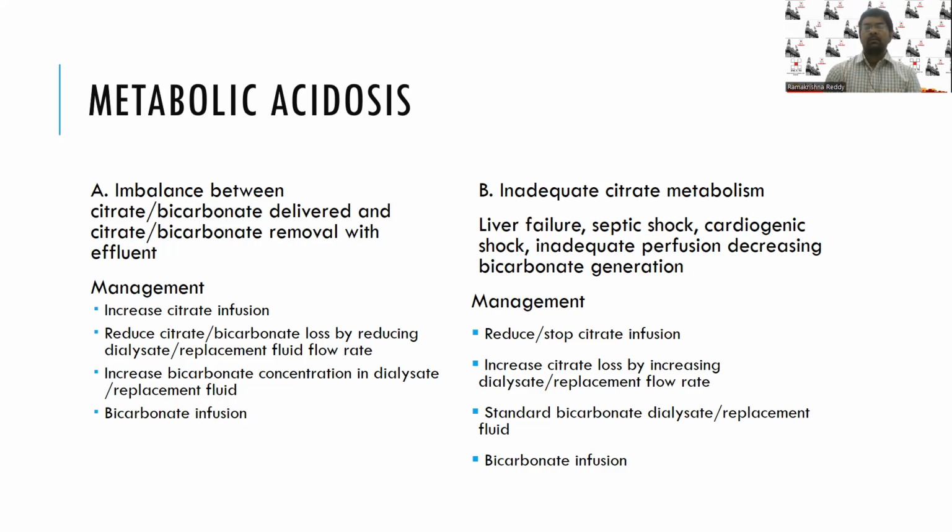Metabolic acidosis can also occur because of inadequate citrate metabolism, because the most common organ where the citrate gets metabolized is the liver. So in case of liver failure, the citrate is not metabolized, so the bicarbonate is not generated. This leads to citrate accumulation and causes metabolic acidosis. In such cases, you have to reduce or stop the citrate infusion, and increase the citrate loss by increasing the dialysate and replacement fluid rate. At the same time, you can give exogenous alkali, that is bicarbonate infusion. The citrate metabolism can also get affected in septic shock, cardiogenic shock, or a low perfusion state, because the bicarbonate generation is affected in these patients.